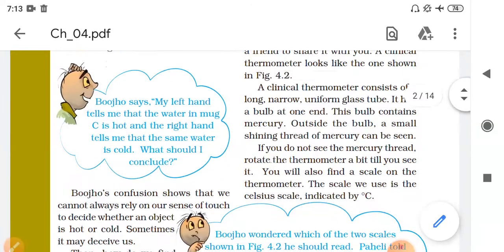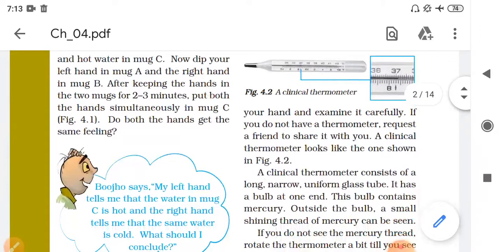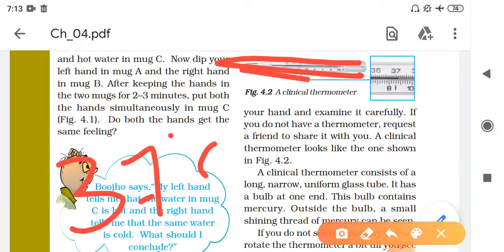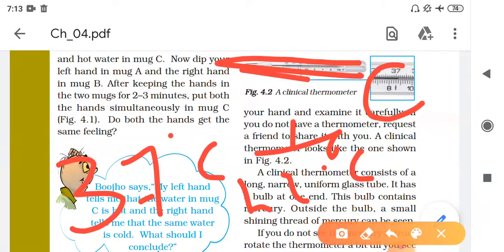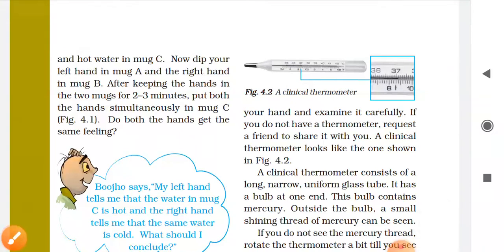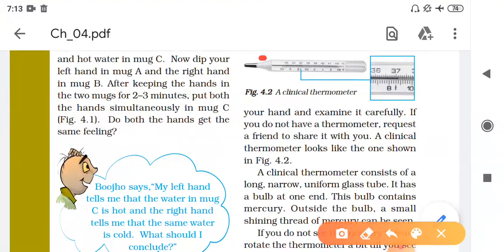Now, what is this thermometer made up of? These thermometers are made up of glass, and 37 to 42 degrees centigrade temperatures are measured on it. You can see here, this is the measurement of temperature, and this thermometer contains mercury.